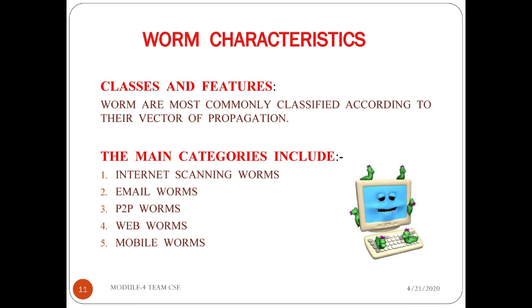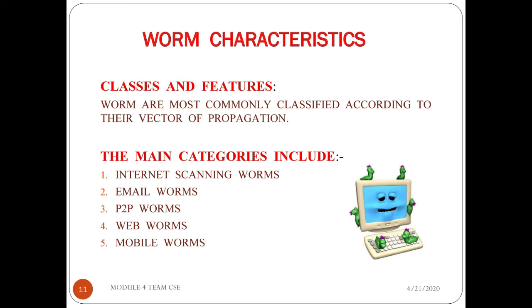Next slide. Worm characteristics, classes and features. Worms are most commonly classified according to their vector of propagation. The main categories include internet scanning worms, email worms, P2P worms, web worms, and mobile worms.